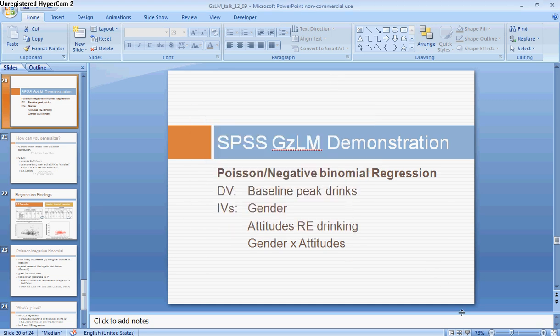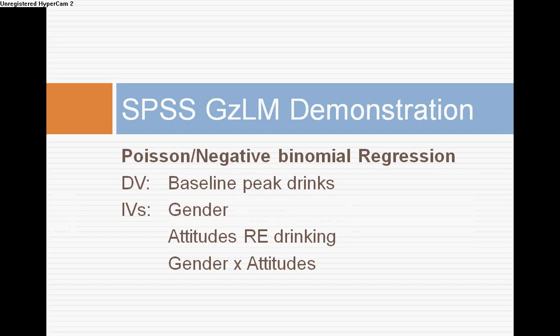Today I'll be showing you how to conduct a Poisson and a negative binomial regression in SPSS using the generalized linear model component of the program. The SPSS package I'll be demonstrating with today is 15, so later versions of SPSS have slightly different formats when you go into the generalized linear model component, but it's similar enough that I think this will be helpful.